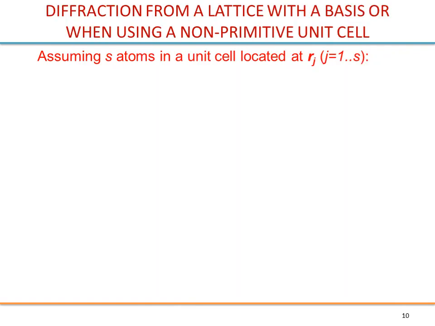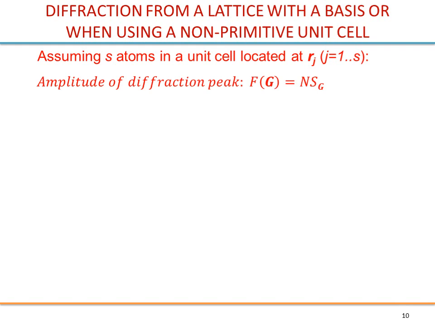So let's make a summary for the diffraction from a lattice with a basis, or this includes when we deal with a non-primitive unit cell, because a non-primitive unit cell is a kind of basis. The unit cell contains several atoms. Therefore, you have a basis in that cell with several atoms.